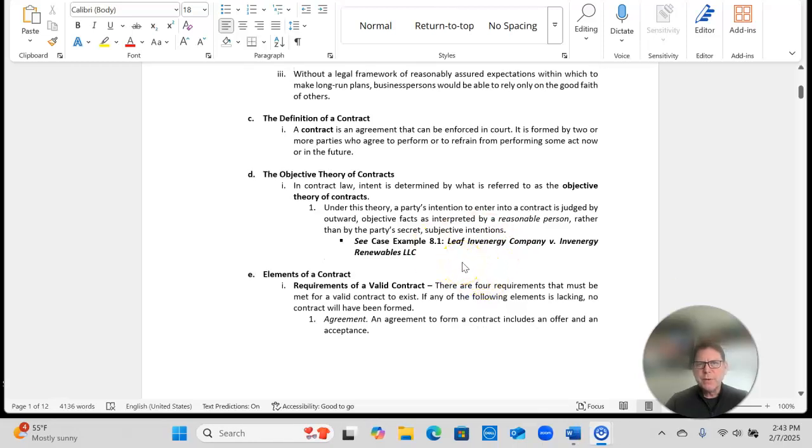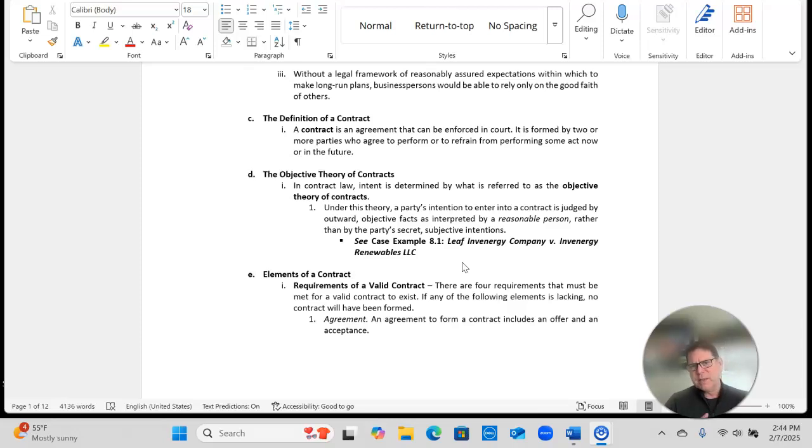So contracts are governed by the objective theory of contracts. And what this means is, I like to describe it as when we're looking at whether a contract has been formed, whether the parties intended to enter into a contract, we're going to look at objective facts interpreted by a reasonably prudent person. So we're not going to look at subjective or secret intent, but more of the outward expressions of the parties as they were interacting to form this potential legal contract.